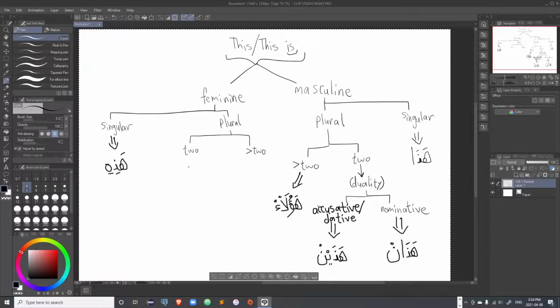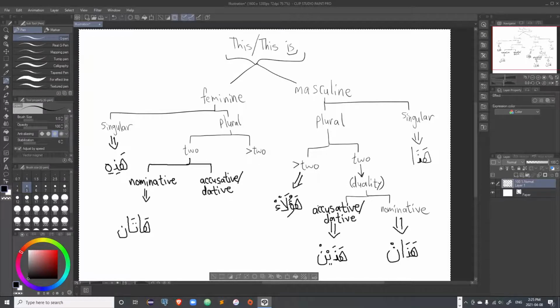Then for the duality form, we also have nominative and accusative or dative. Exactly the same with regards to the transformation from nominative to accusative and dative. So for nominative, it is, actually that ha needs reformation, هاتان. And as you can see, the alif nun to indicate duality. هاتان, two vowels.